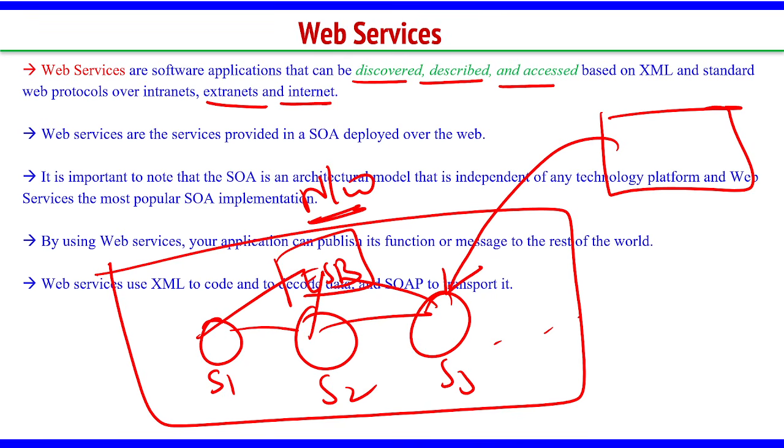Say in your application you have designed a service S3, which is a very popular service. Others don't want to build it again, they want to use your service, so they can access that, right? So you are exposing your service S3 over the internet to the outside world, so anybody can access your program.